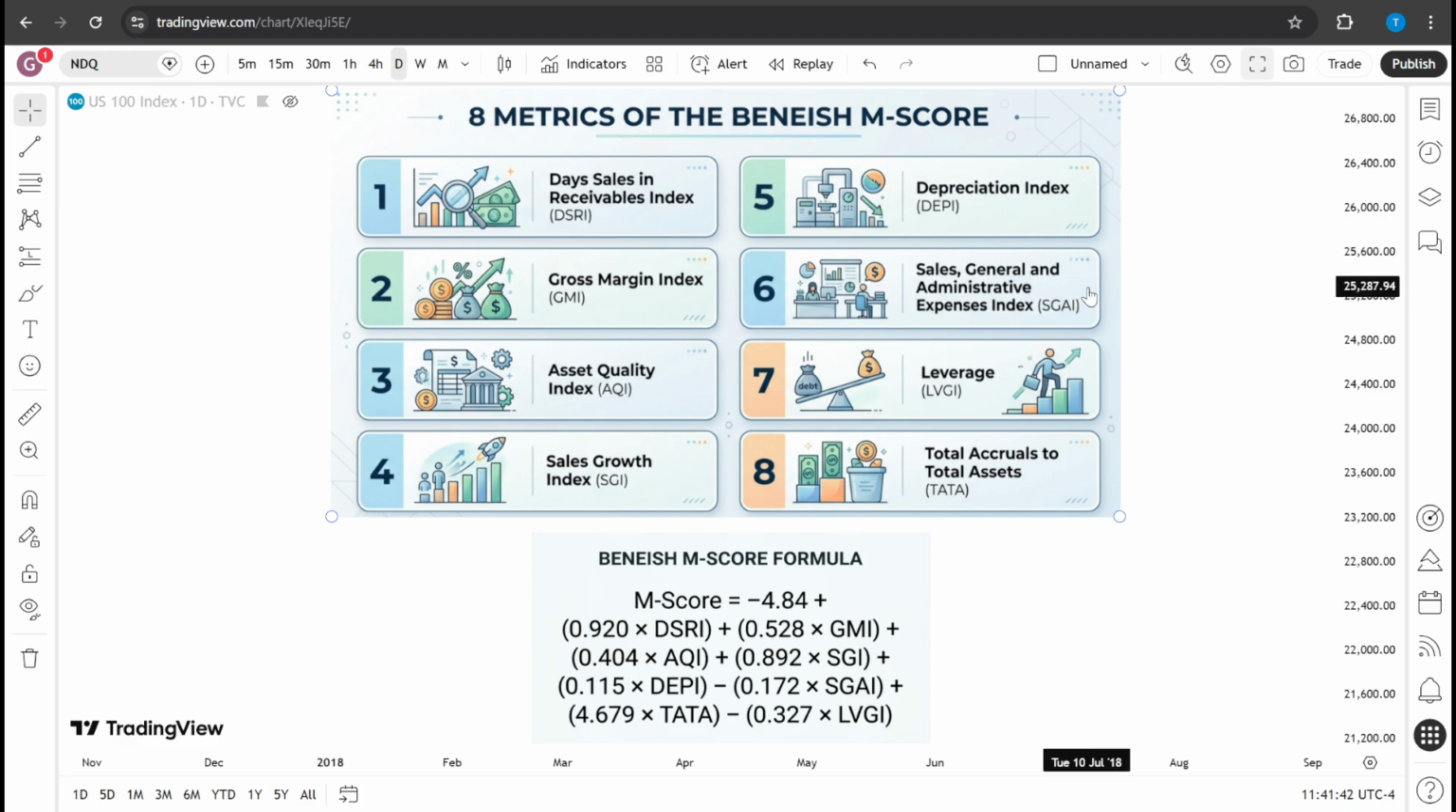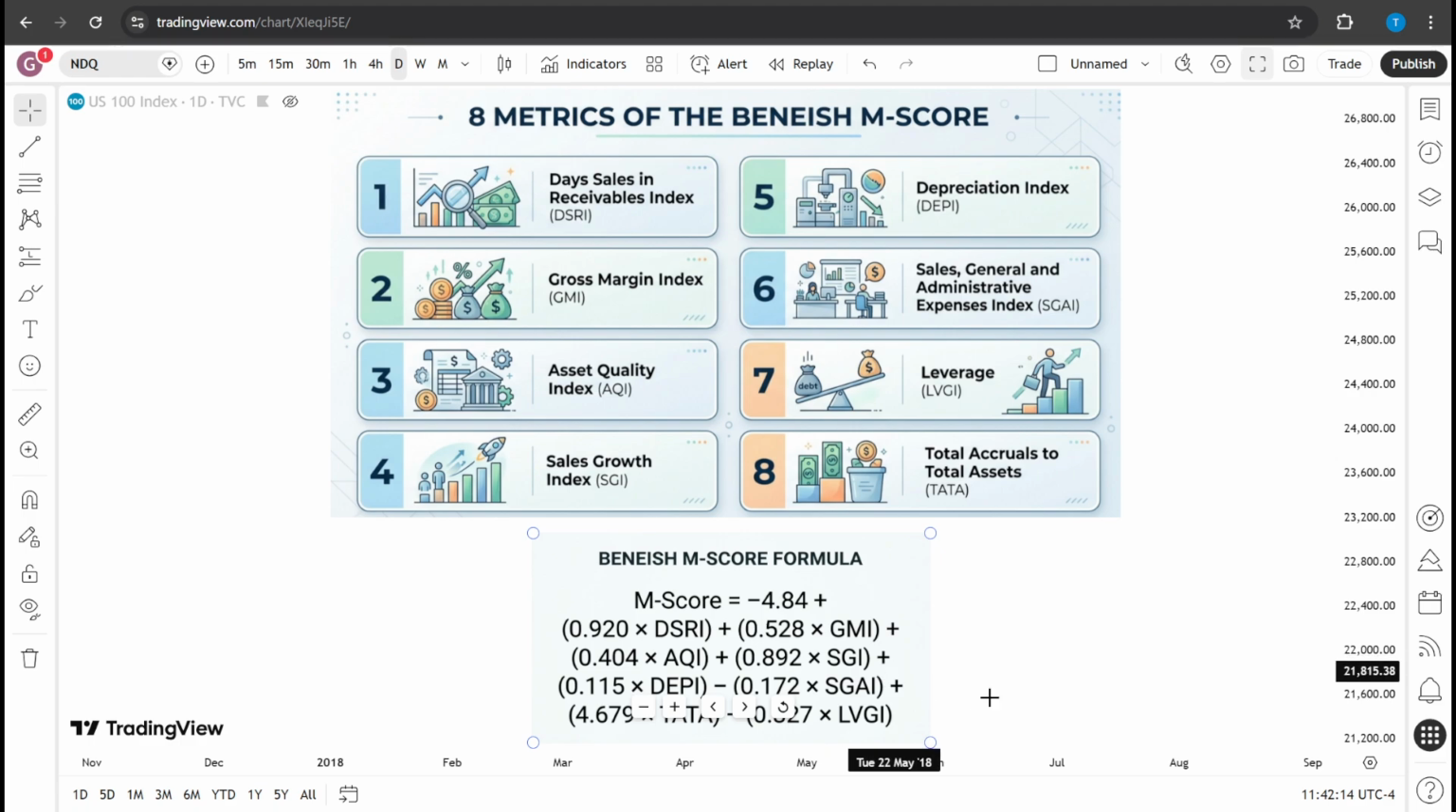SGAI, the Sales, General, and Administrative Expenses Index, tracks trends in administrative expenses to see if they are rising disproportionately to sales. LVGI, the Leverage Index, measures changes in financial leverage. Increasing debt can create immense pressure on a company to manipulate earnings to meet loan covenants. Finally, TATA, or Total Accruals to Total Assets, evaluates the relationship between non-cash earnings and total assets. High accruals are often a major red flag for earnings quality.